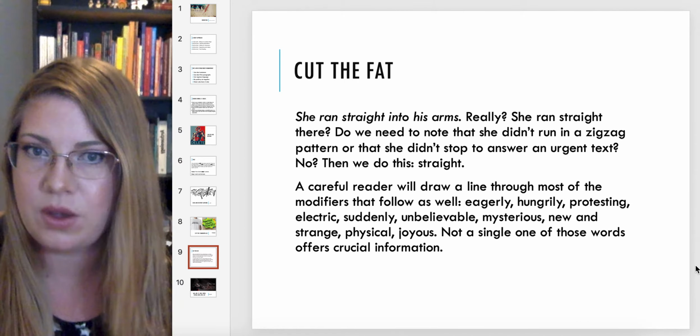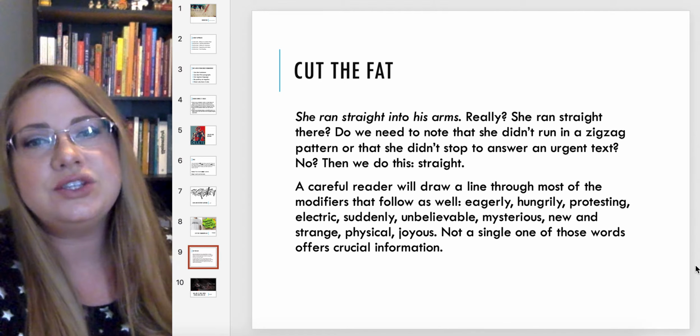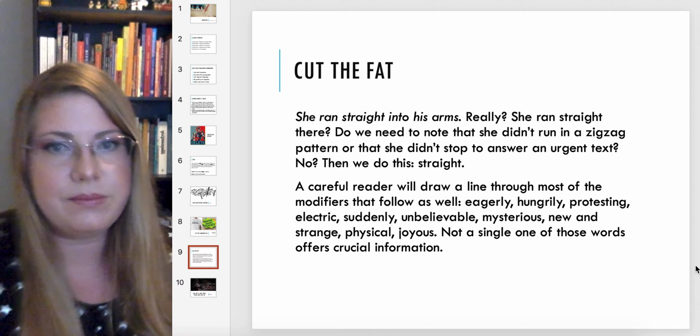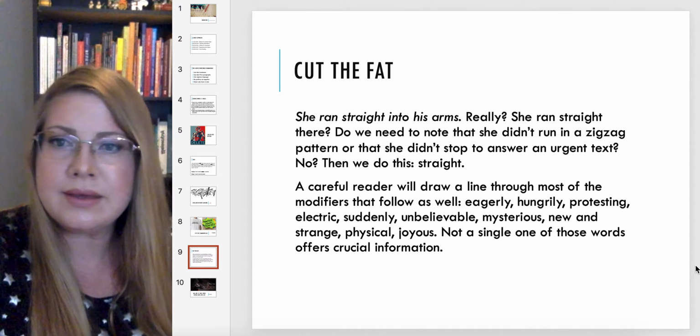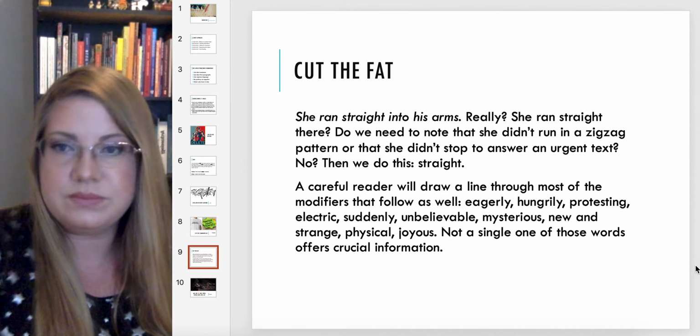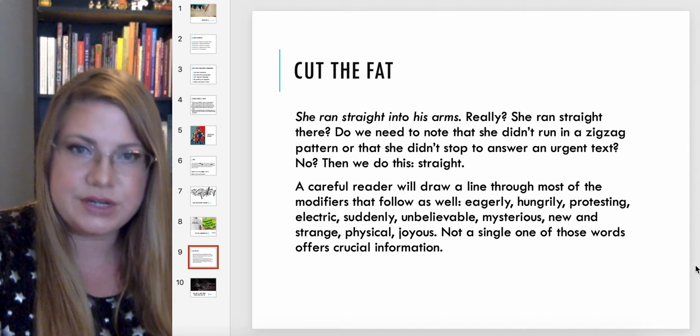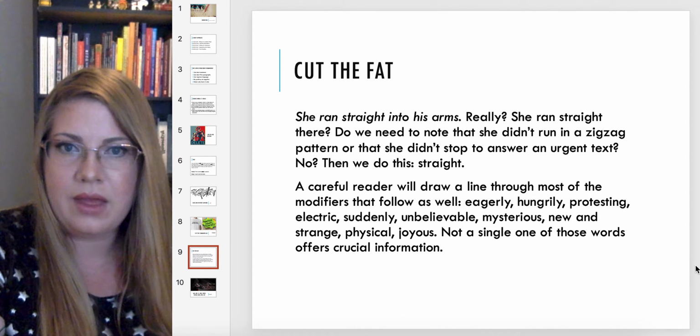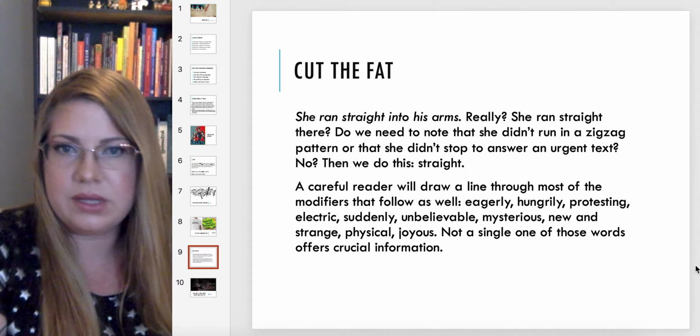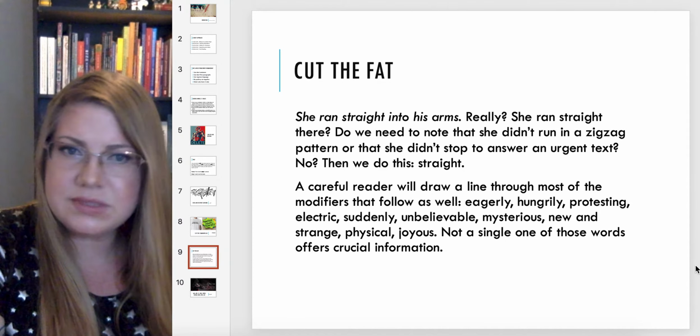Trim the bits, okay? She ran straight into his arms. Straight there, like not a zigzag pattern or answered a text first. She ran into his arms.